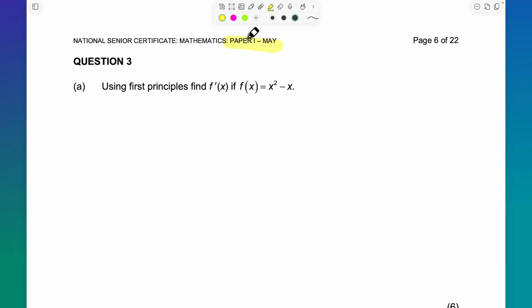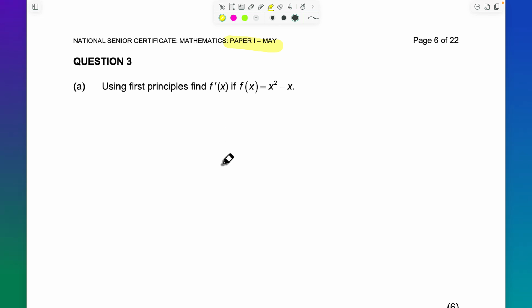This example is taken from the 2024 paper 1 from May. So this is a supplementary exam, and we're going to be using question 3 from that paper. We're only working on part 1 of question 3, which just asks for first principles. We're not going to go any further than this particular question. Part A basically says, using first principles, find the first derivative of f of x, where f of x is equal to x squared minus x. So we're doing first principles.